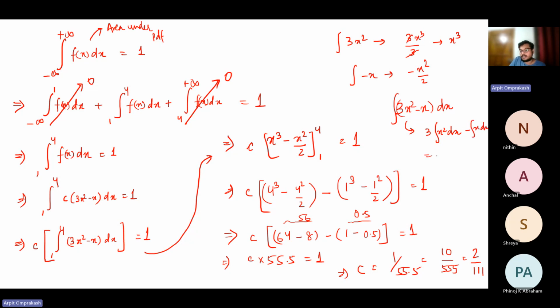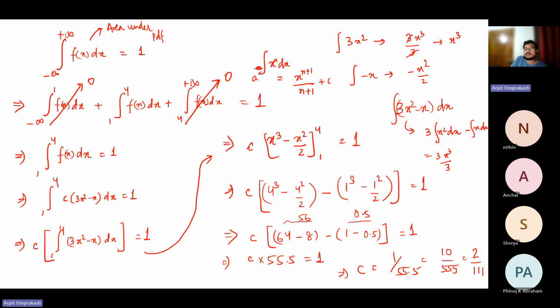So this will be 3 into x cube by 3. So in integration, the integral of x raised to the power n dx is given as x to the power n plus 1 divided by n plus 1. So this is the integral, plus c if you're doing it without any limits.